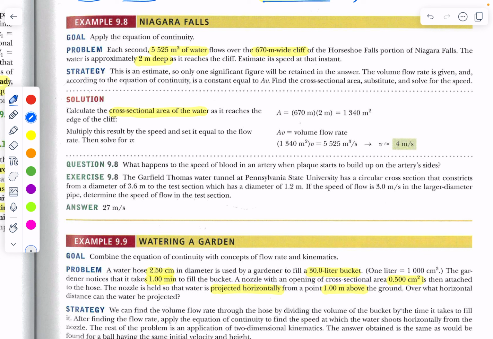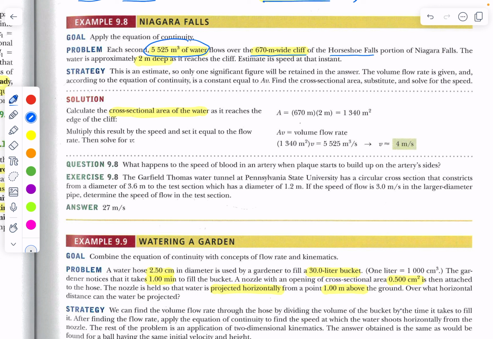So we've estimated that over 5,500 meters cubed of water is going over the 670 meter cliff. That's just the Horseshoe Falls. I believe that's the falls, I could be wrong, that you see from the Canada side. There's more of the falls that you see from the American side. It's not quite as spectacular, which is why everybody goes to the Canadian side to look at the falls.